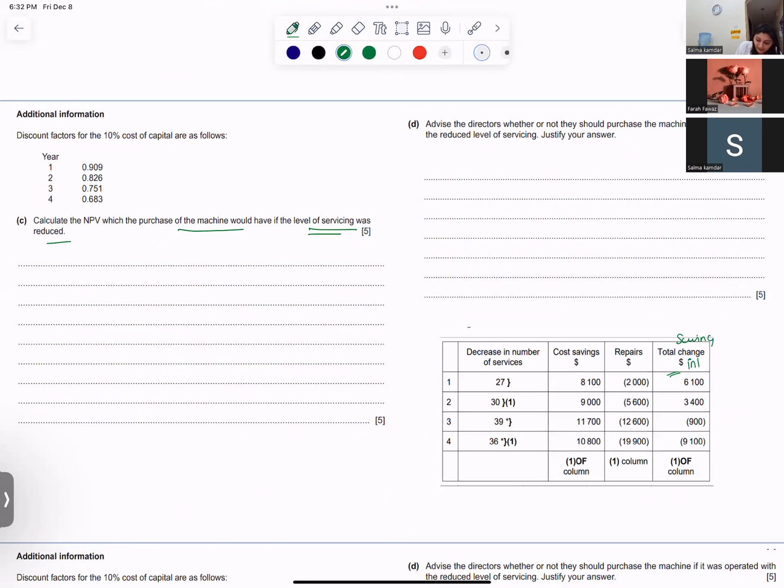So come on, I will do. I have years, that is 1, 2, 3 and 4. My total change would be how much? This would be my savings that I'm going to make. Somewhere it is savings and somewhere it is spending. I will multiply it with the discount factor.